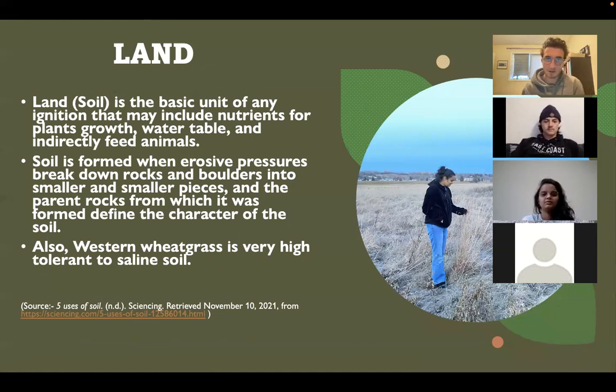Hi, I'm Sukhneet and I'm going to talk about the land. Land consists of many different kinds of soils and rocks. We will be focusing on soil in this presentation. Soil is very important for the plants as it contains important nutrients which help plants to grow. Soil is formed when erosive pressure breaks and crushes rocks into tiny pieces. This process takes a lot of time, more than decades. Also, Western wheatgrass is highly tolerant to saline soil.